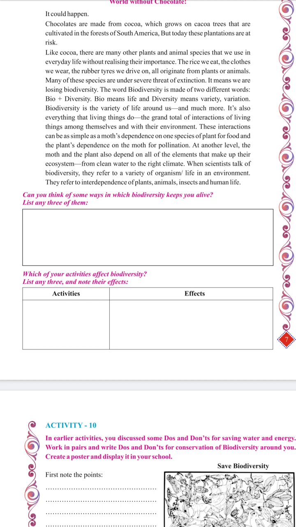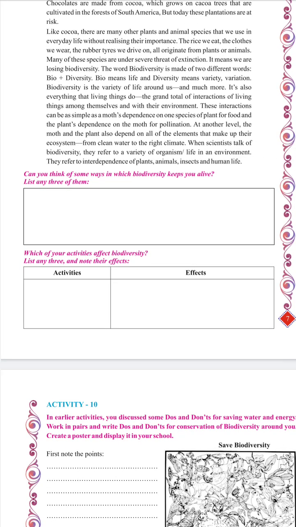It is also everything that living things do, the grand total of interaction of living things among themselves and with their environment. These interactions can be as simple as a moth's dependence on one species of plant for food and the plant's dependence on the moth for pollination. It means that the living things, if they are depending on nature, nature also is dependent on them. Because a moth who feeds on the leaves of a plant also helps in pollination. Pollination means distribution of pollen grains from one plant to another plant, which helps in reproduction. So all the species which are found on the earth are interdependent on each other.